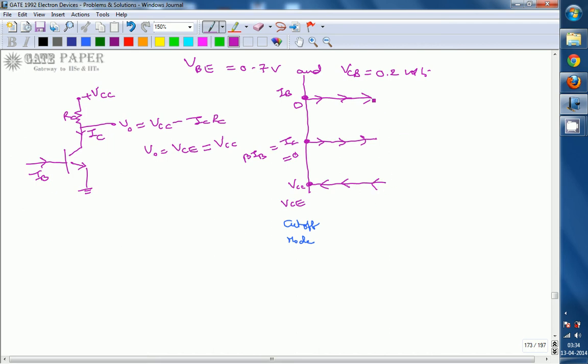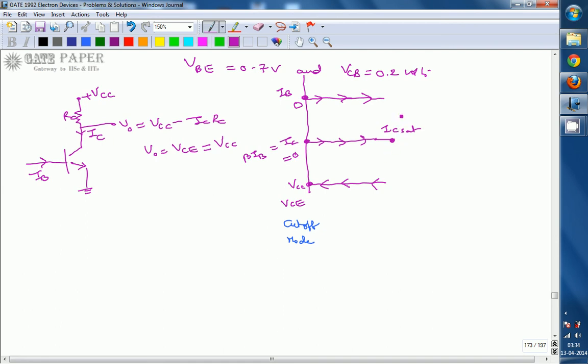This increase in IB makes IC increase, but IC increases and increases, and at one point it will become saturated. That is, it no longer increases even if you increase the IB value. By that time this value is treated as IC saturation.